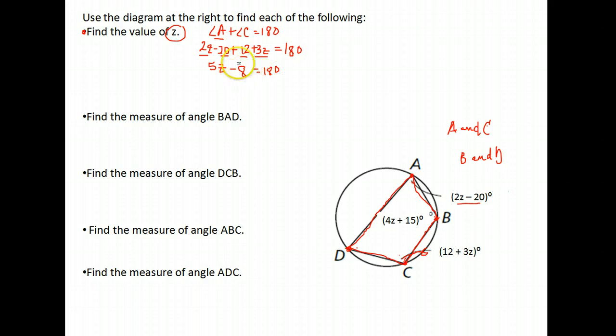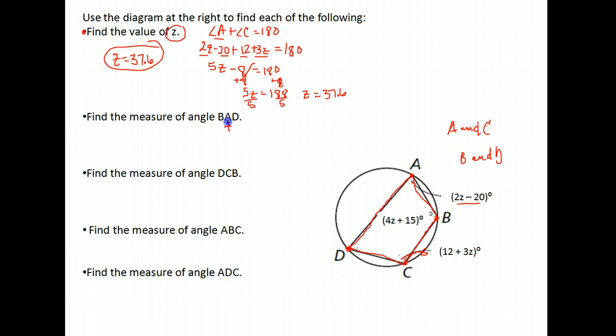We want to solve this for z. We have minus 8, so to move that to the other side, we're going to add 8 to both sides. That gives me 5z equals 188. Now we are going to divide both sides by 5 to get our solution for z. 188 divided by 5 is 37.6. So I've solved the first part of this. z is 37.6.